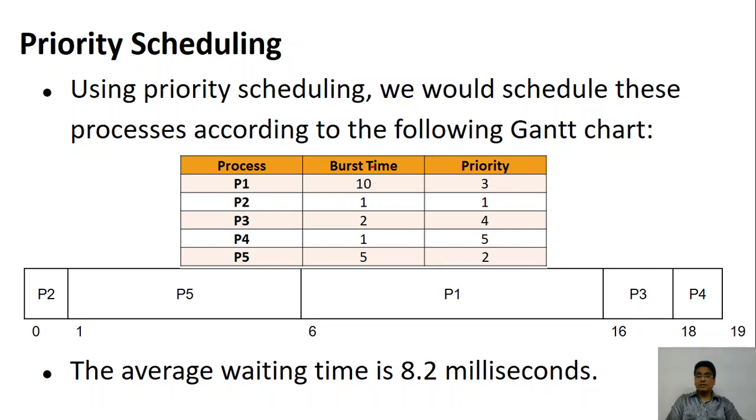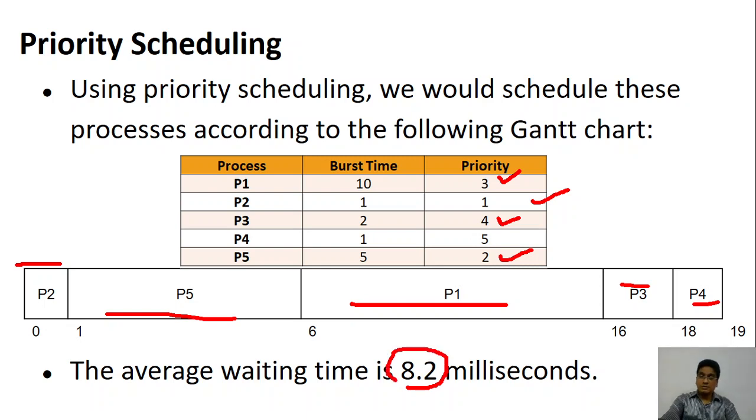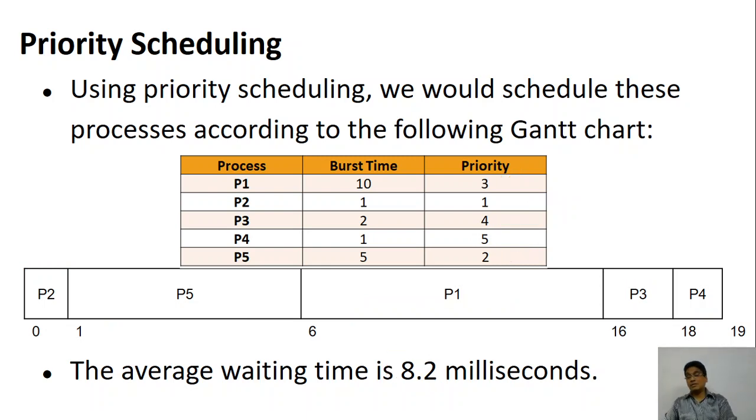First, if you notice here, the process P2 has priority 1, so it will be scheduled. Then process 5 has priority 2, so that will be scheduled. After that process 1 will be scheduled, then process 3, and then process 4. If you take the average, it's going to be 8.2, and you may say that's too high, but we are prioritizing.